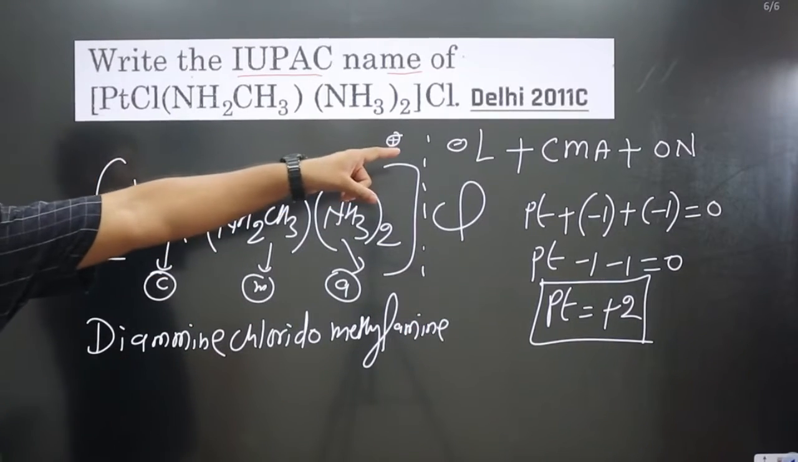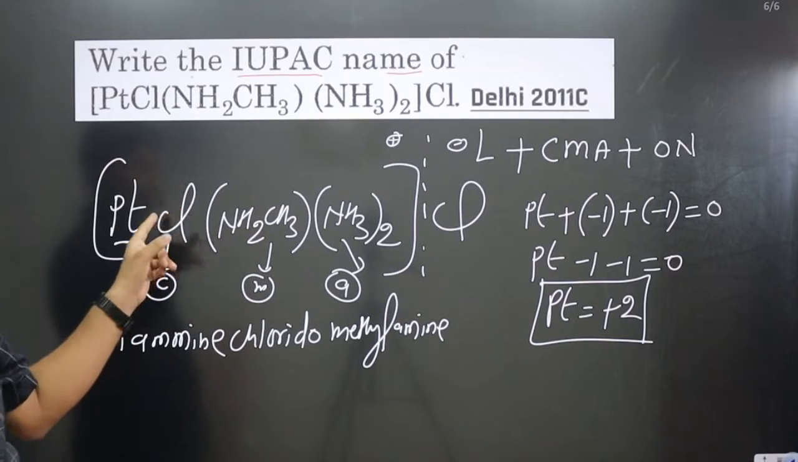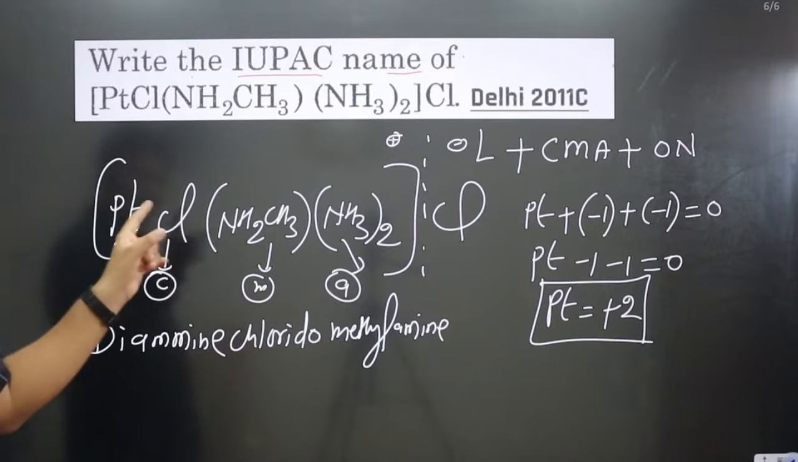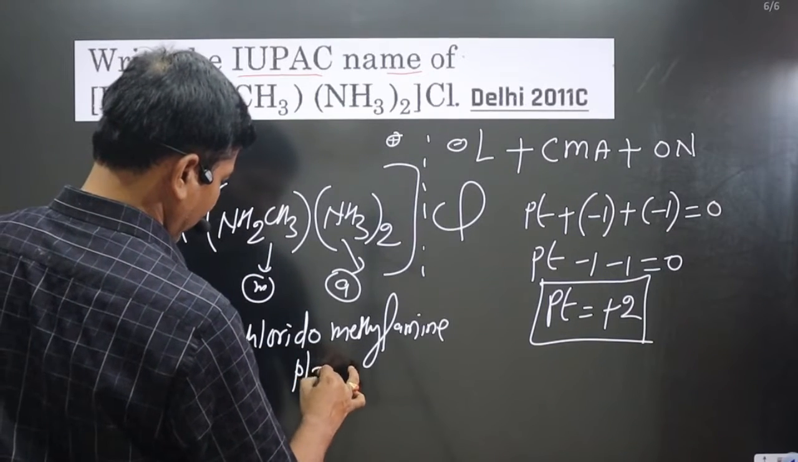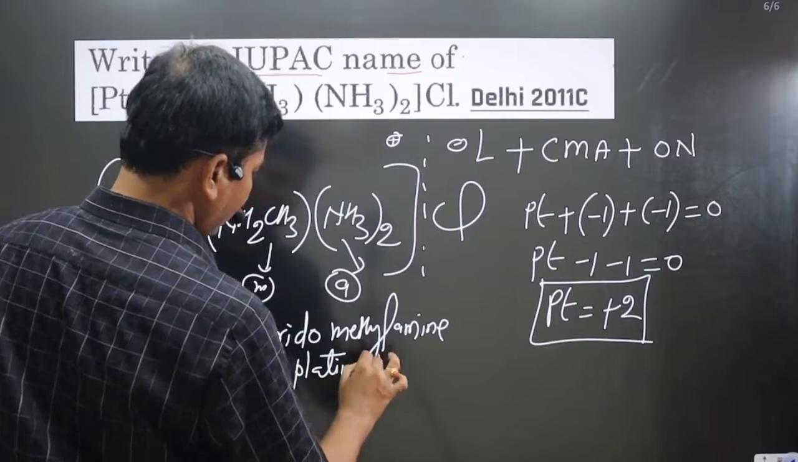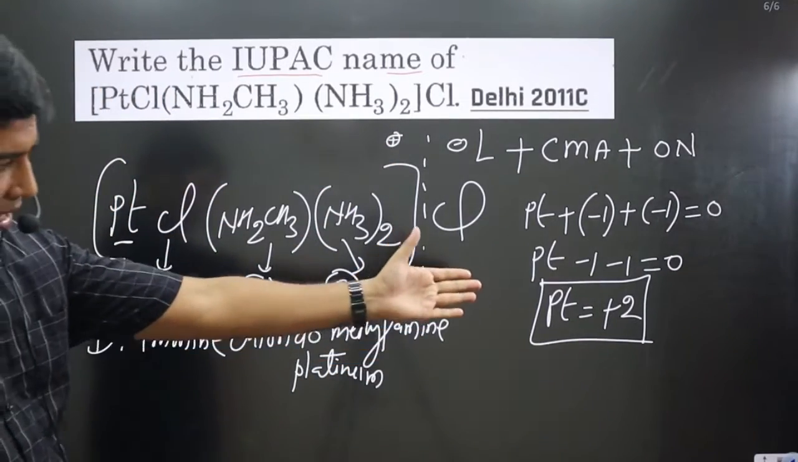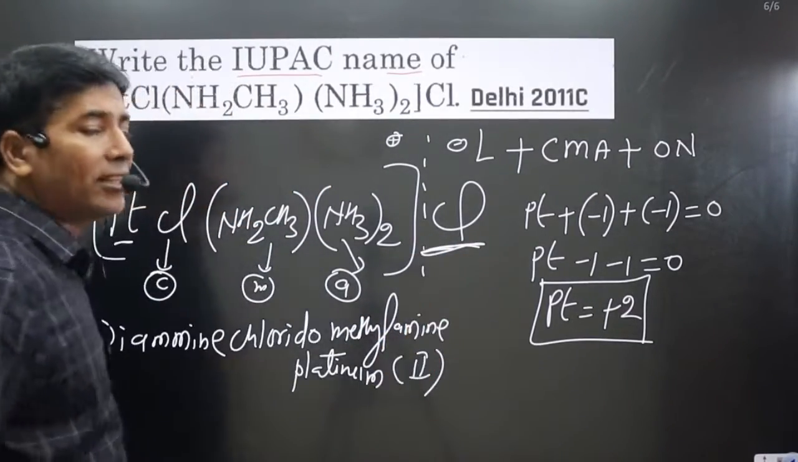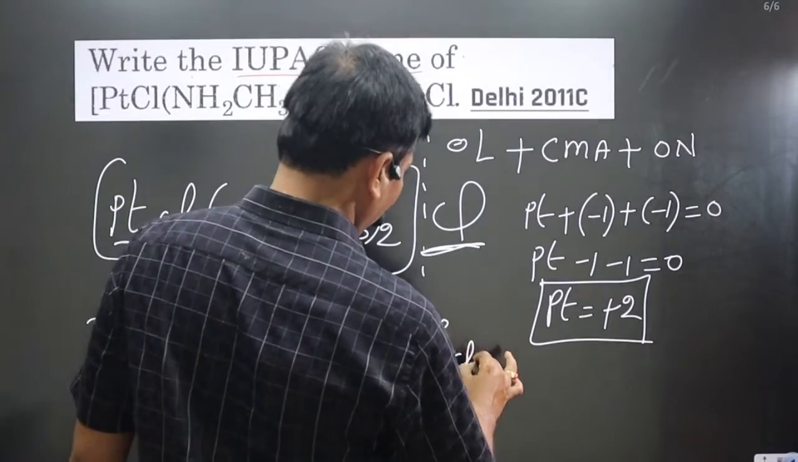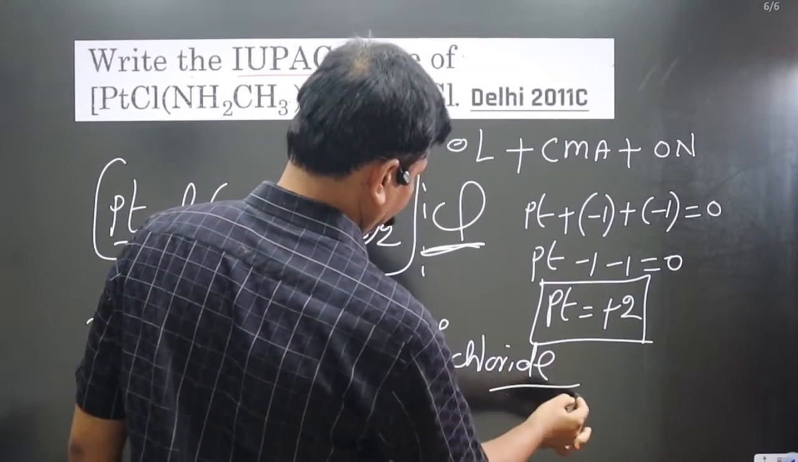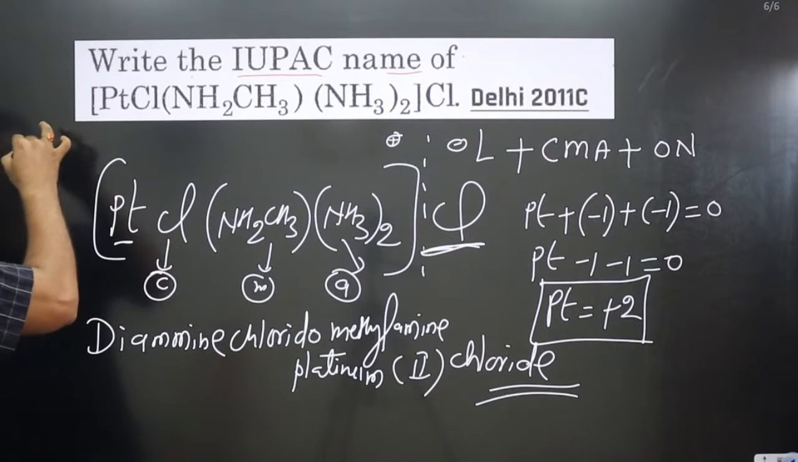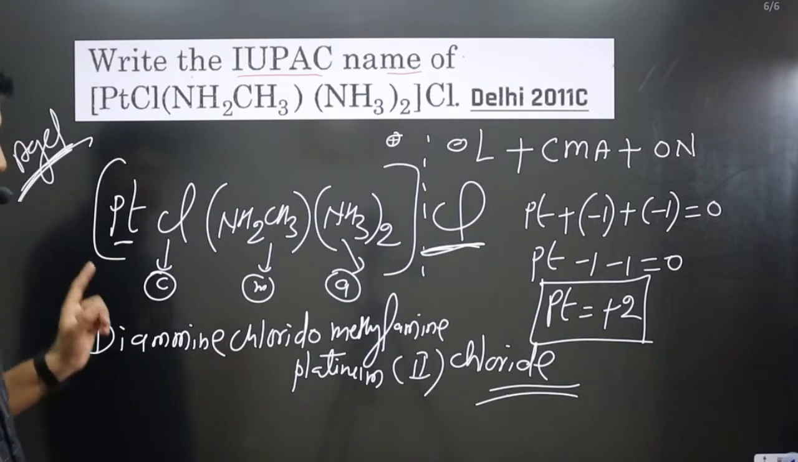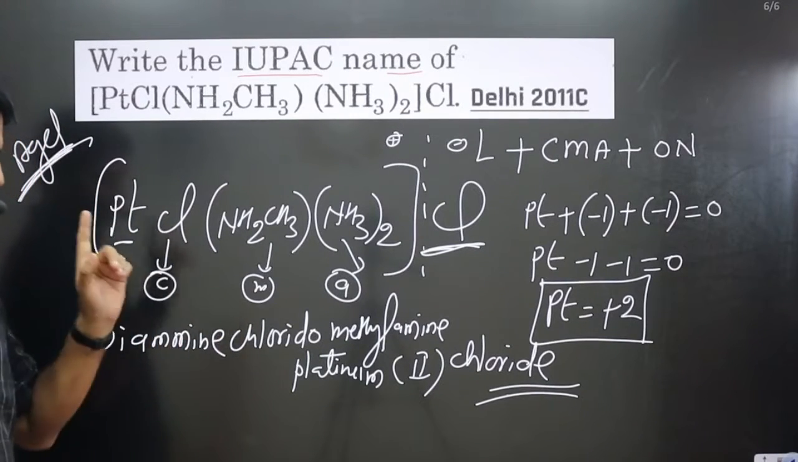Then after this, we have the central metal atom. We use the common name as given in the periodic table because it is present in the cationic complex. So we use platinum. Next, we have the oxidation number already calculated. We write it in Roman numerals, II. And after that, in the last, we have the counter ion, which is chloride. You cannot write chlorine. It is chloride, like if I mention AgCl, silver chloride. The name is diammine chlorido methylamine platinum(II) chloride.